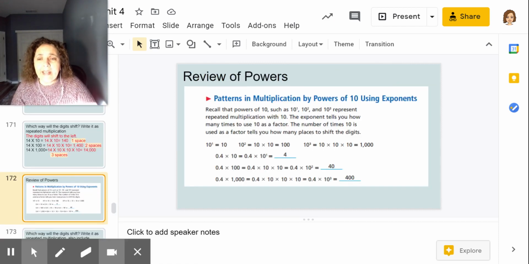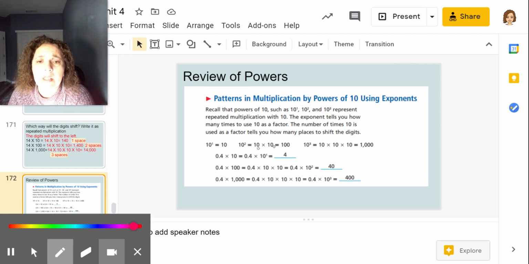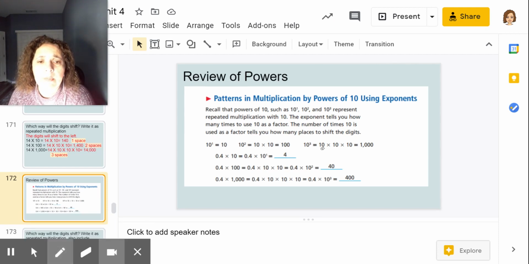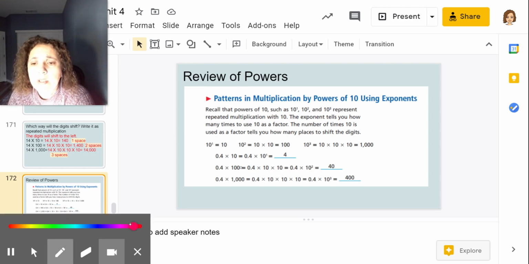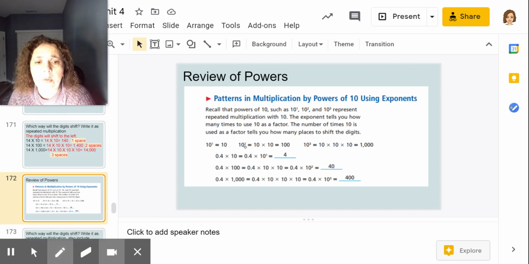Okay, so now we're going to apply that to decimals, okay? So it's still the same thing. 10 to the first power is just 10. 10 to the second power is 10 times 10, which is 100. 10 to the third power is 10 times 10 times 10, which is 1,000. So 4 tenths times 10 is the same thing as 4 tenths times 10 to the first power. If I do that, I just simply ignore the decimal, right? And what's 4 times 10? That's 40. But I have one decimal place, so I have to add my one decimal place, and it becomes 4.